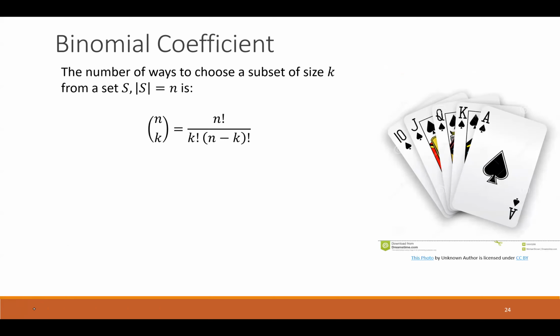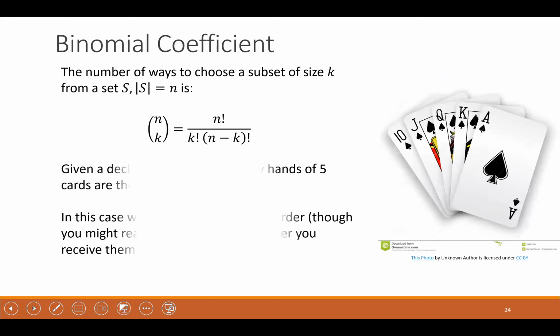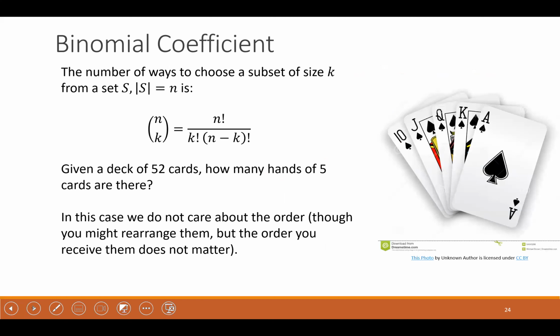Okay, so let's use binomial coefficients a little bit more. Let's say that we have a deck of cards. We have 52 cards in this deck and we're playing poker or whatever. So we're being dealt a hand of 5 cards. How many hands of 5 cards are there? Now, we don't care about the order that we get them because we're going to rearrange them and put the suits together or whatever. So how many hands are there out of a deck of 52?